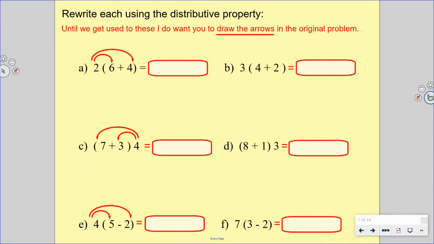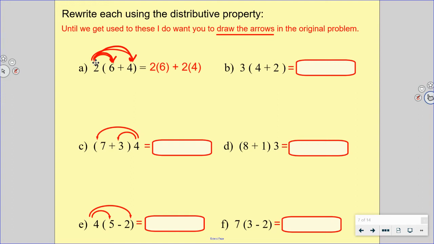Now, what I'm going to do here, I got a few examples. Let me do a few of them, and then I'll give you a turn. I'm going to encourage you, until we get really used to this, to draw the arrows. So you see my arrows above this 2 right here. What that means is 2 sets of 6 and 2 sets of 4. I'm not even going to compute right now. I just want you to get used to the distributive property.